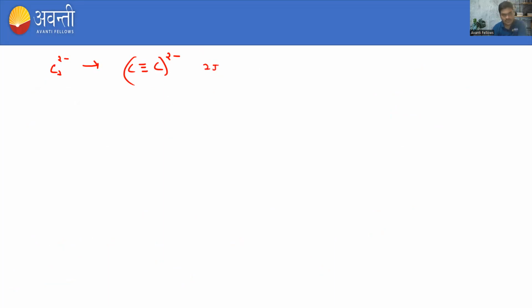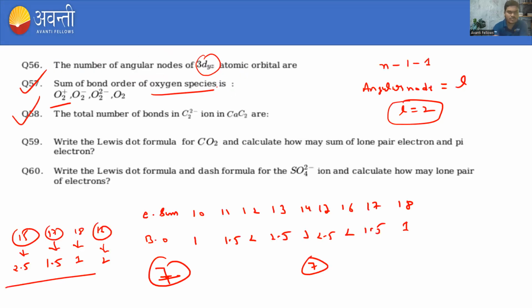So there are 2 pi bonds plus 1 sigma bond. So the total number of bonds is 3. Right? This question asks for the total number of bonds, so the total number of bonds is equal to 3. Now move to the next question, that is question number 59.